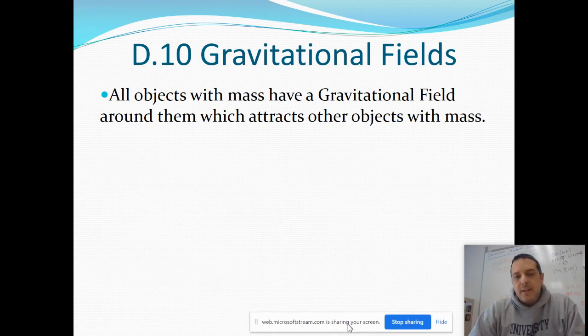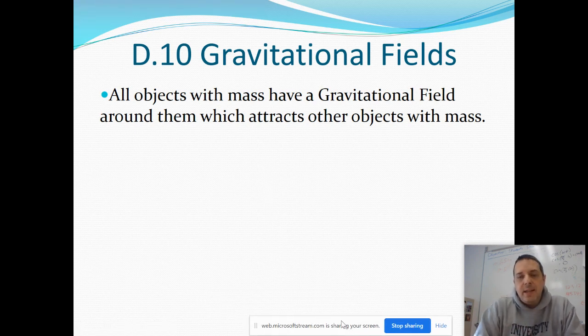In this lesson, we're going to continue on with our discussion in D10, universal gravitation, by talking about gravitational fields. A gravitational field is the space around an object with mass, how the space around is affected by that mass, and we can understand gravitational fields by looking at how objects placed around some massive object would react.